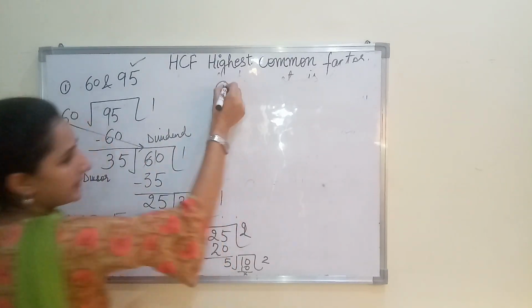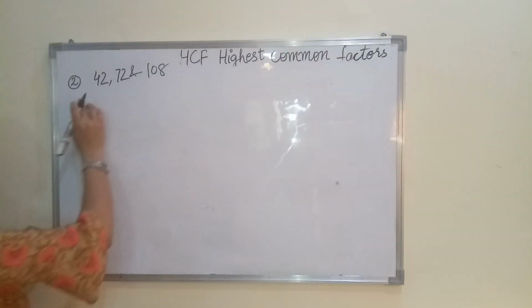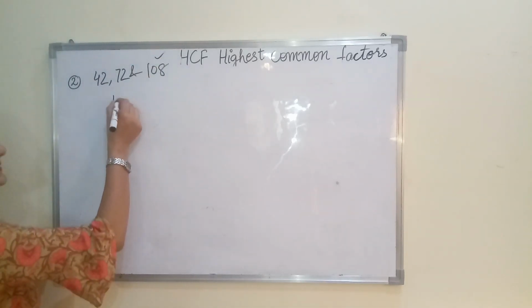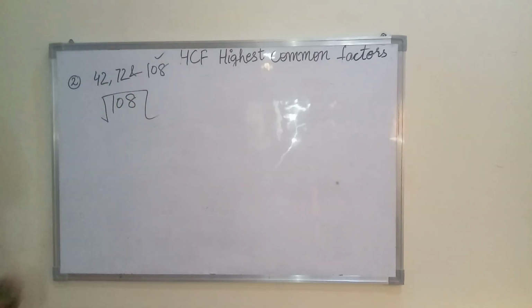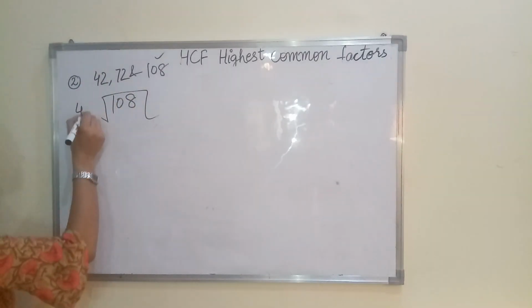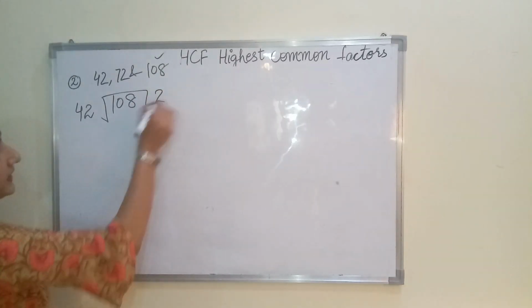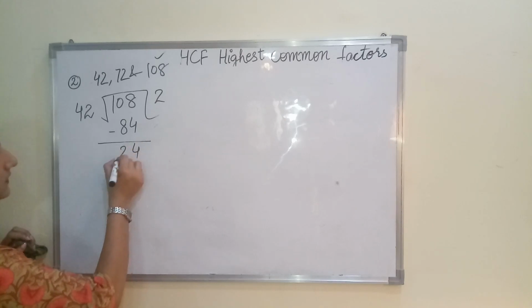Let's take one more example. Let's move one more part. You have to find which one is the greatest among all of these. So 108 is the greatest and अब it's up to you. आप दोनों में से किस नंबर को पहले लेना चाहते हैं. Let's start with 42. So the 42 2s are 84. Fine. Now आप subtract करेंगे, that is 24.